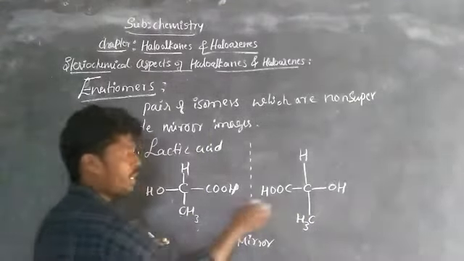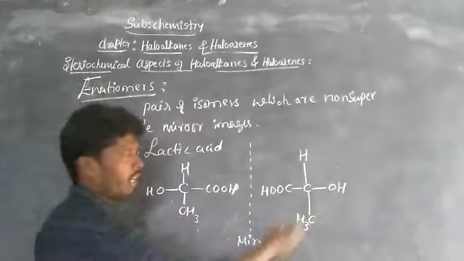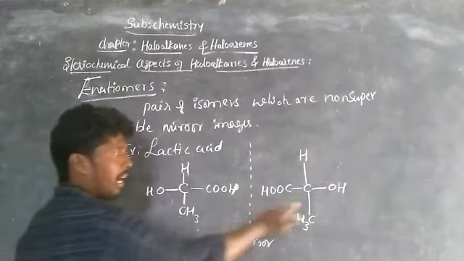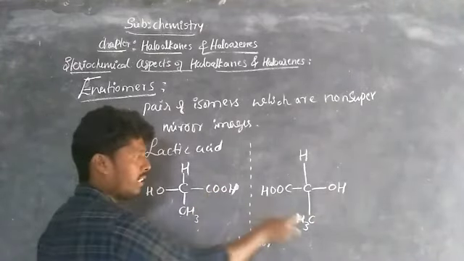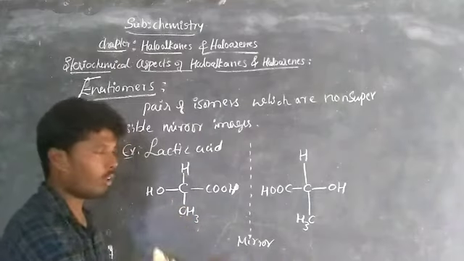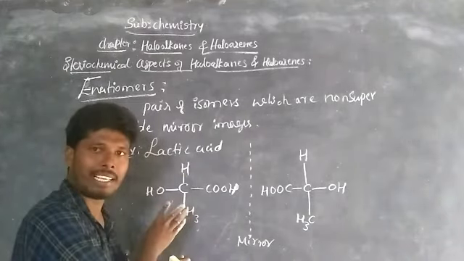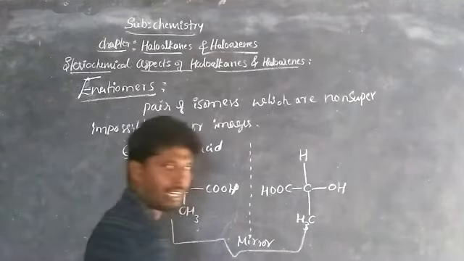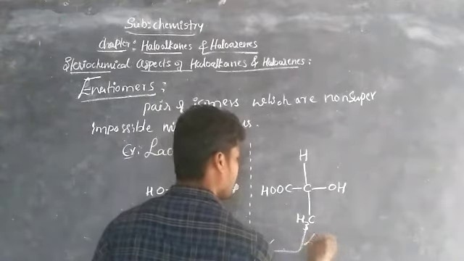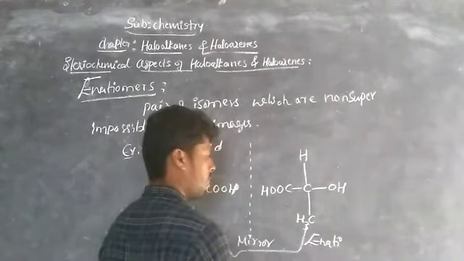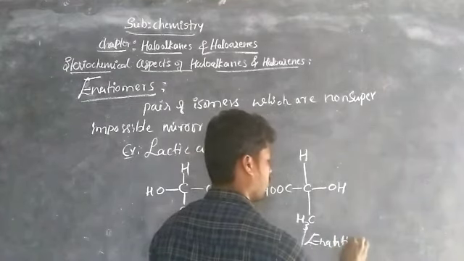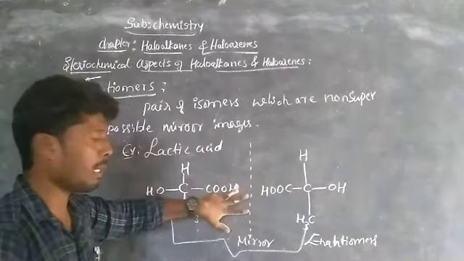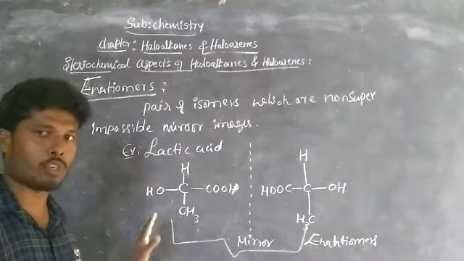So observe, these two are what? Mirror images. But when this molecule is placed over here, the COOH is put on OH and OH is put on the COOH. But all atoms are not placed exactly on the same atoms or groups. Hence, these two we call enantiomers. Hence, enantiomers are defined as a non-superimposable mirror image pair.